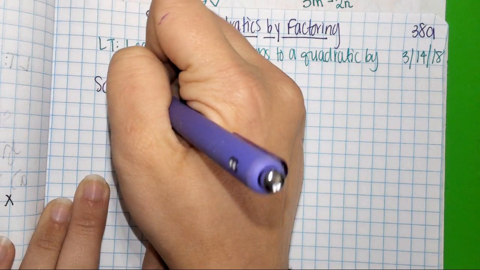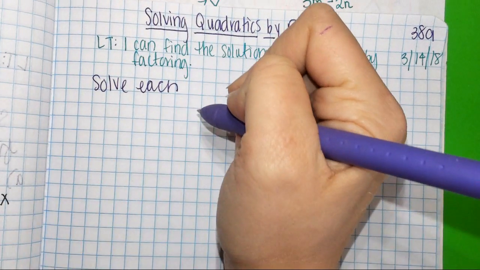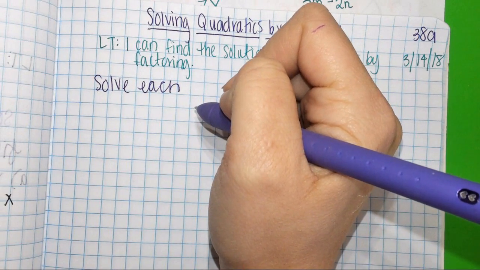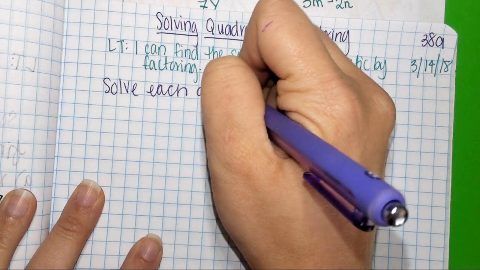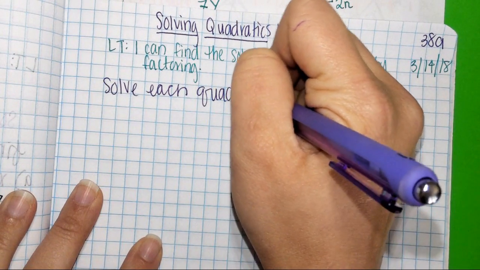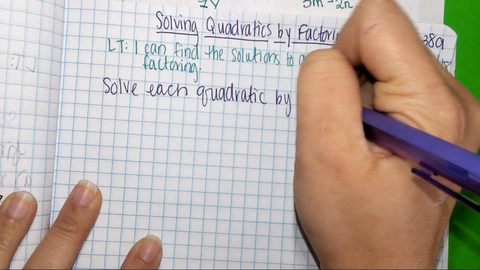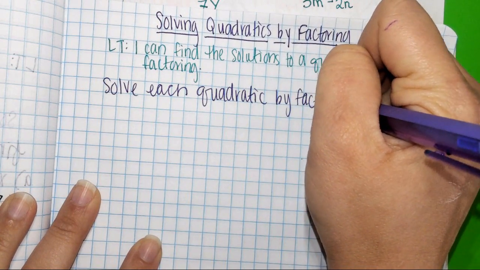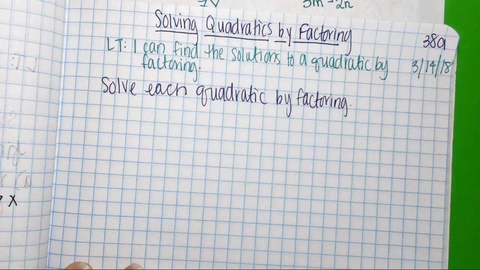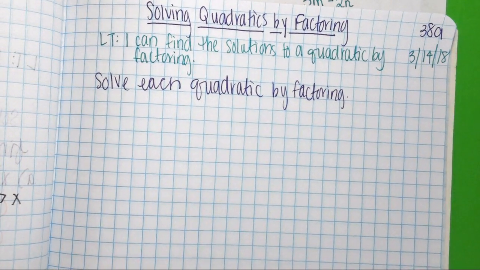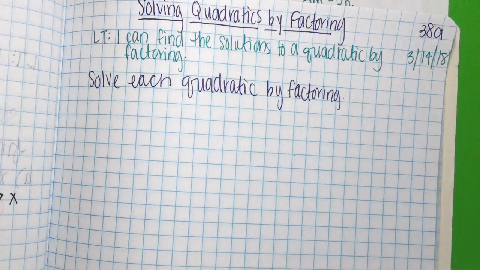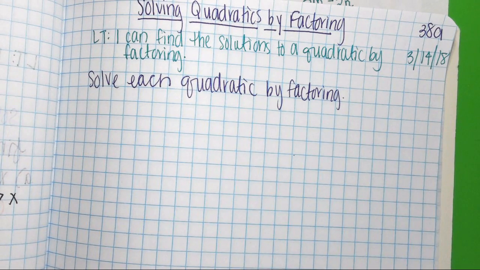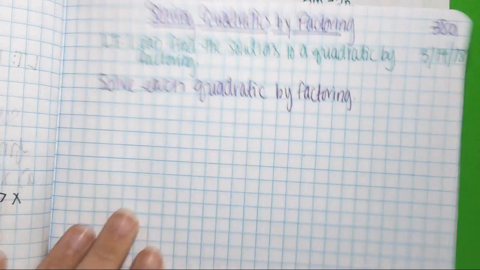Solve each quadratic by factoring. Now, we know that when we're solving the quadratic, it has to be equal to what to be able to find the 0? Good. We want y to equal 0, and that's the whole point.